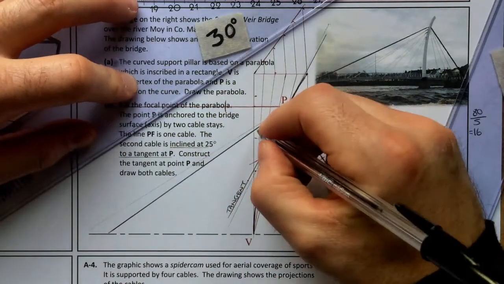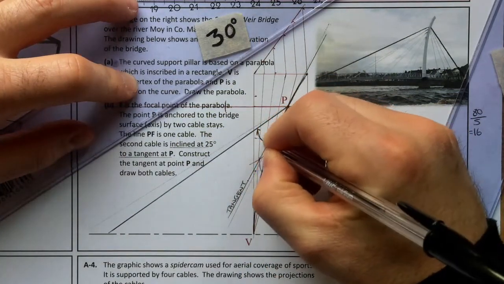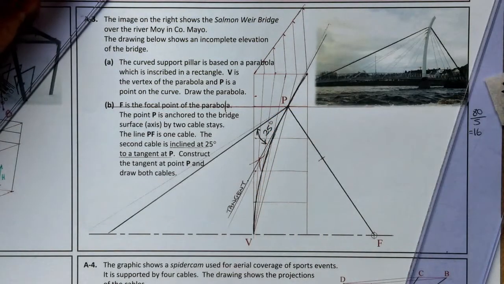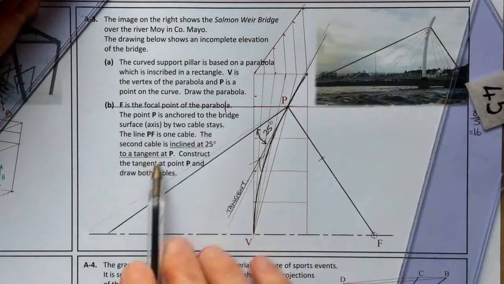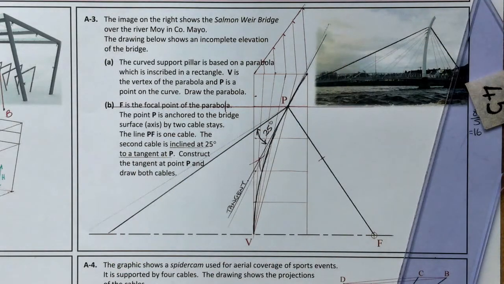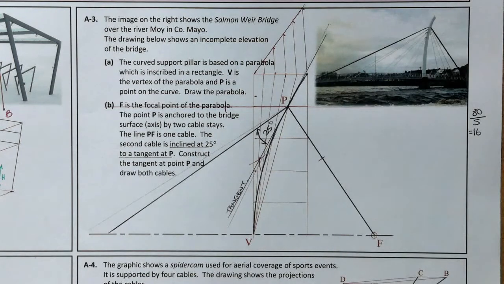Okay, and that angle in there, now I'm not sure if it's 100% accurate obviously, but that is 25 degrees, and what it does is it helps us find our cable, because it's 25 degrees in relation to our tangent at point P. Okay, so apologies for that, guys, but that is how you would do that question, obviously using a protractor to work that bit out.